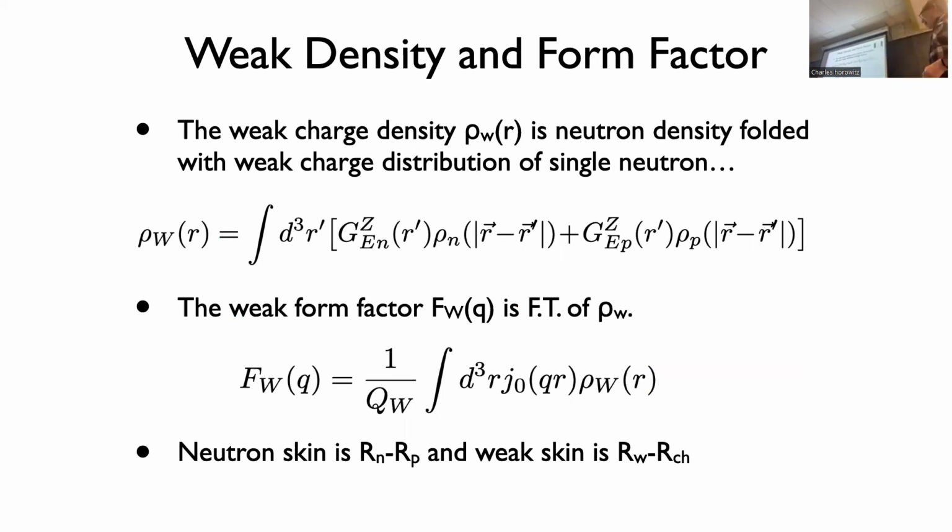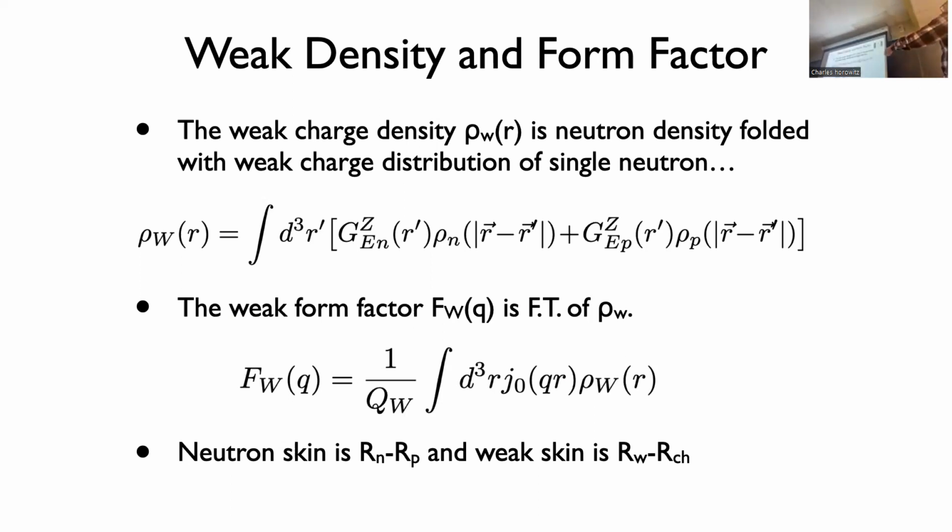J0 is just a spherical Bessel function. So this is the Fourier transform of the weak charge density. The weak charge density is the neutron density, and you can fold it with the single nucleon form factor. This is the weak form factor of the neutron, and it's about the same size as the charge form factor of the proton. This is the weak form factor of the proton. This is small because the weak charge of the proton is so small.